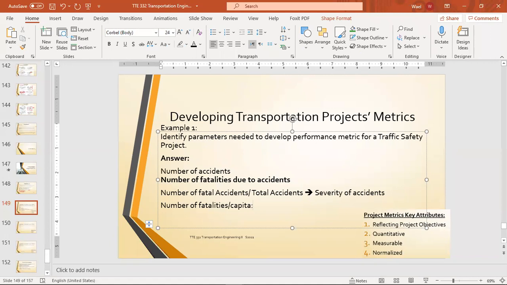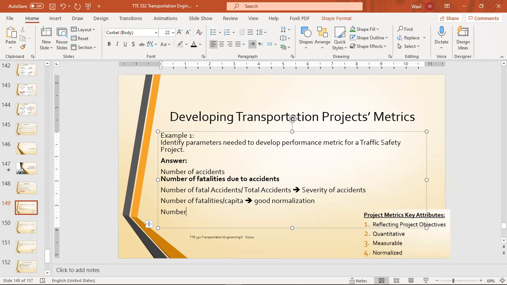Okay. So here this is good normalization. Here we are dividing per capita. Okay. Can we have a better indicator? We can, on a national level, compare to other provinces or cities. We can divide it by miles traveled.